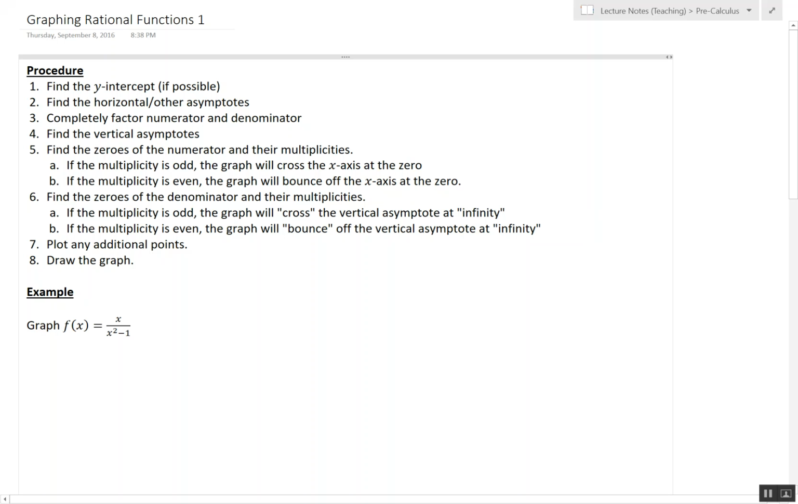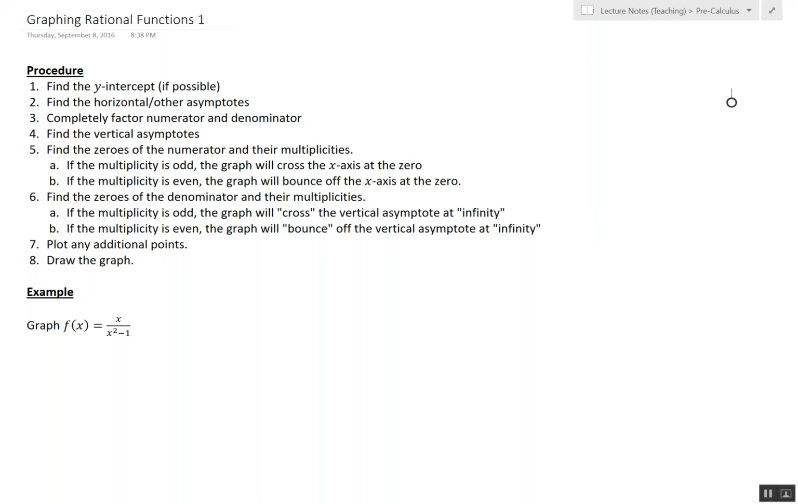Hi everybody, welcome back. We are now going to talk about graphing rational functions. And there is a procedure to this. This is kind of a simplified version of something I've used in the past because this will handle most of the basic types. There are some more complicated ones where you have to add a few steps, but we're not going to handle that in this course.